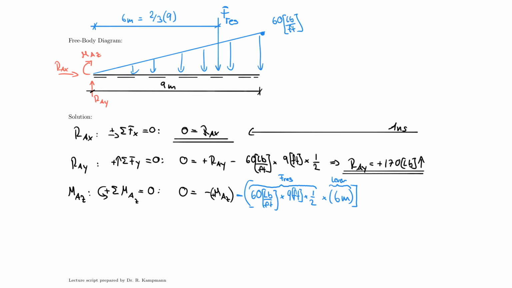All right, and now I can solve that. And if I solve this correctly, I will find that my MA is 1620. In my case here, it happens to be negative. So MAZ is equal to negative 1620 pound-foot. And this is not the result yet because I know that it's 1620 pound-foot. And because it's negative, it needs to be opposite to what I said here.